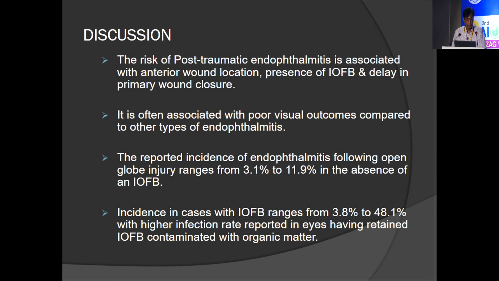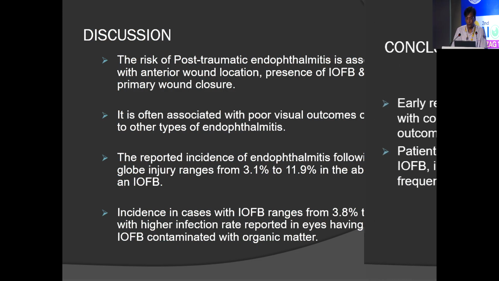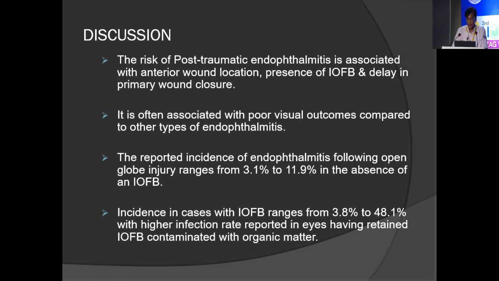The discussion: the risk of post-traumatic endophthalmitis is associated with anterior wound location, presence of intraocular foreign body, and delay in primary wound closure. It is often associated with poor visual outcomes compared to other types of endophthalmitis. The reported incidence of endophthalmitis following open globe injury ranges from 3.1% to 11.9% in the absence of intraocular foreign body. Incidence in cases with intraocular foreign body ranges from 3.8 to 48.1%, with higher infection rate reported in eyes having retained intraocular foreign body contaminated with organic matter.